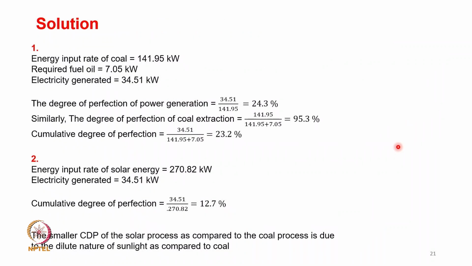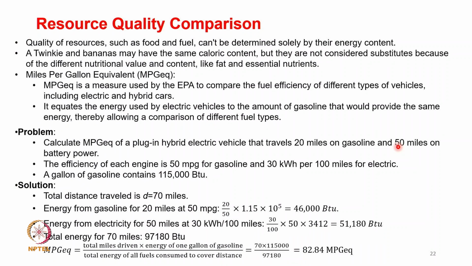So for instance, let's look at certain calculations. Compute the MPG equivalent of a plug-in hybrid electric vehicle that travels 20 miles on gasoline and 50 miles on battery power. The efficiency of each engine is 50 mpg for gasoline and 30 kilowatt hour per 100 miles for electric. And of course, the conversion factor is that 1 gallon of gasoline contains 115,000 BTU. So now let's look at how to compute it.